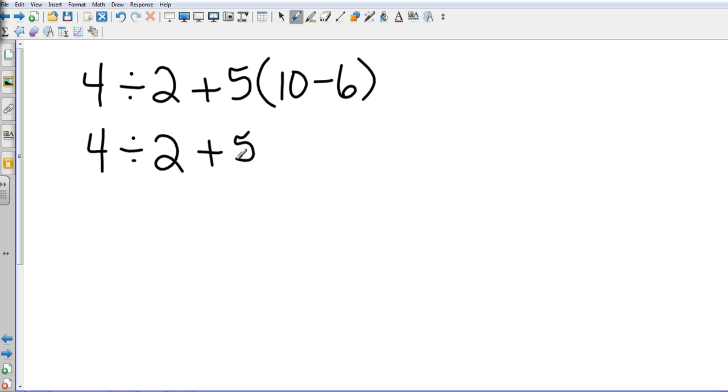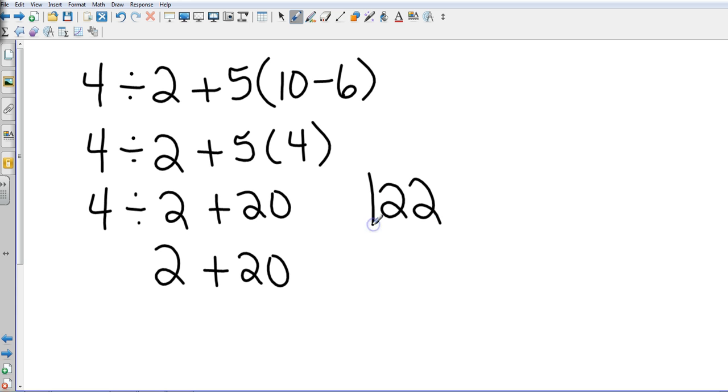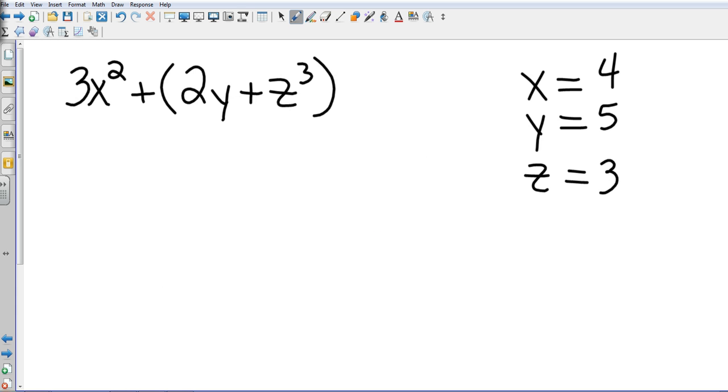Now, 10 minus 6 is 4. So now we have 4 divided by 2, still parentheses there, so I'm going to go ahead and take that 5 times 4, which is 20. Now I've got division and addition. Obviously, division first. 4 divided by 2 is 2. And then when I add 20 to that, that's going to give me a final answer of 22.